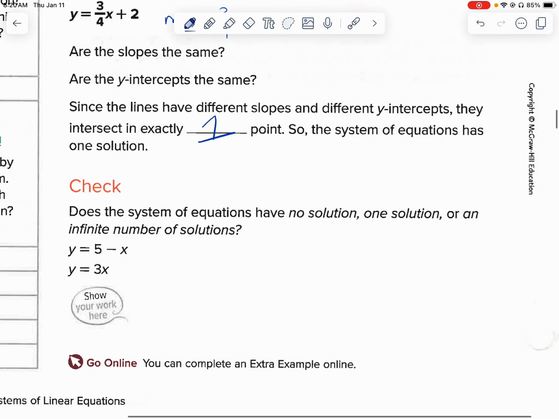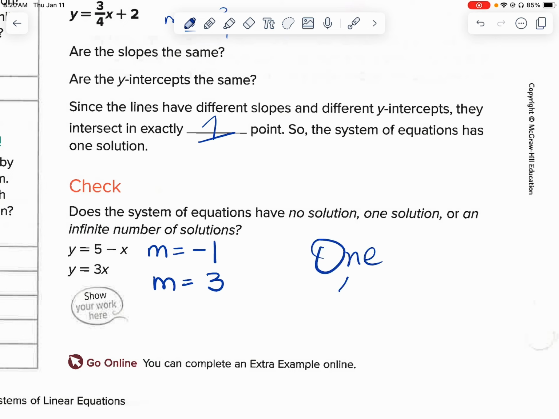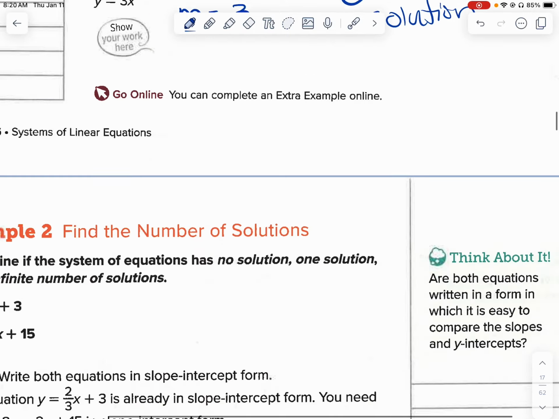Now, this one right here, the slope is the number sitting in front of x. The number in front of x is -1. The slope here is 3. The slopes are different, so that means I have one solution. These two questions we're asking is how many solutions. It didn't say anything about solving it. It just wants to know one solution, no solutions, or infinitely many.